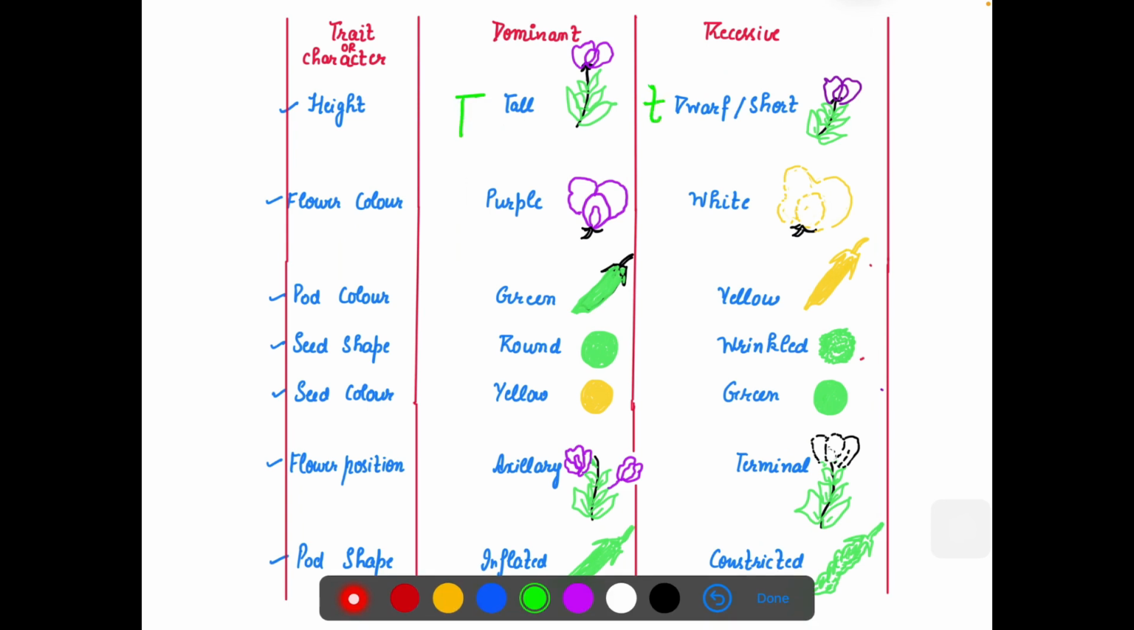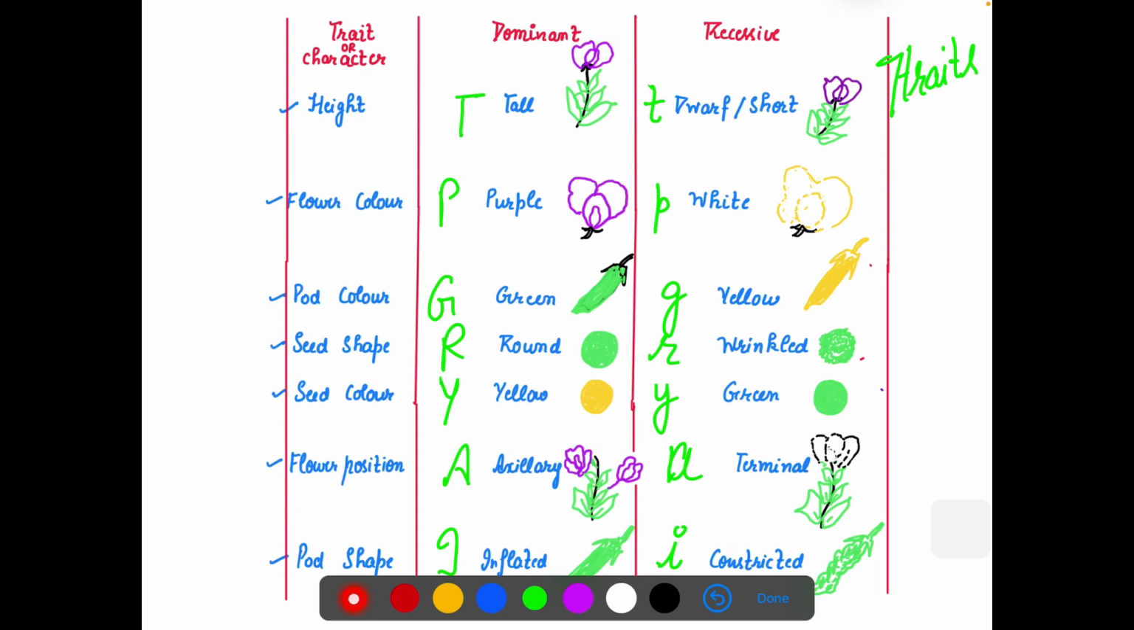So capital T, tall, dwarf, purple, white, then green, yellow, round, wrinkled, then yellow, then green, axillary, terminal, and inflated and constricted. So these are the 7 traits which should be on your tips.